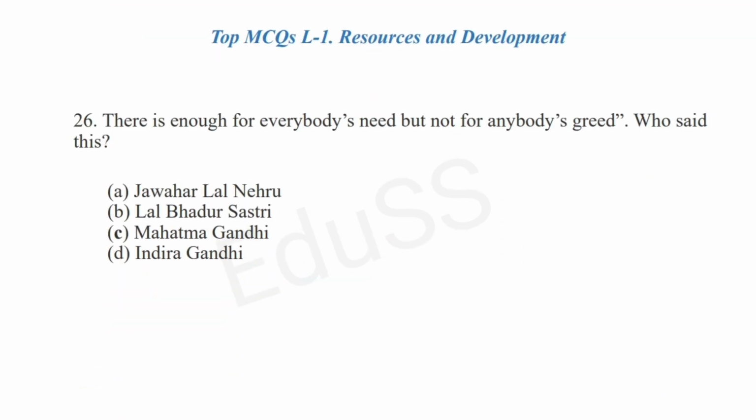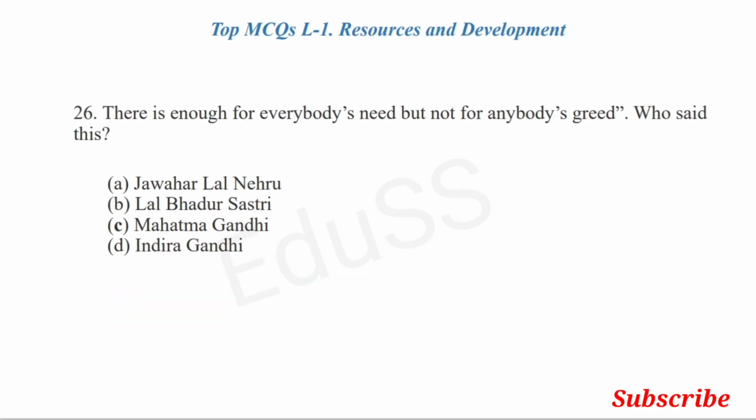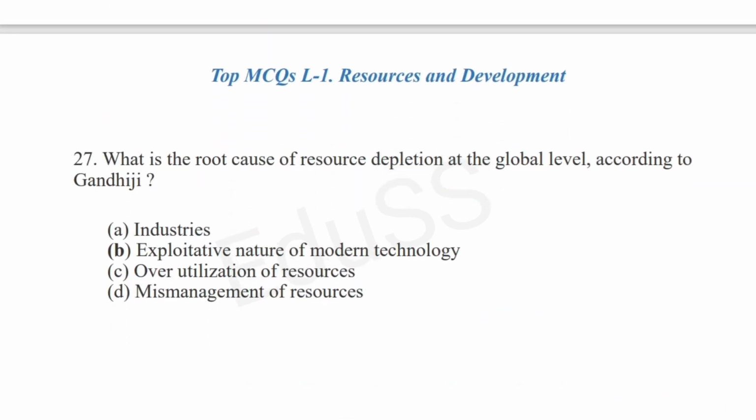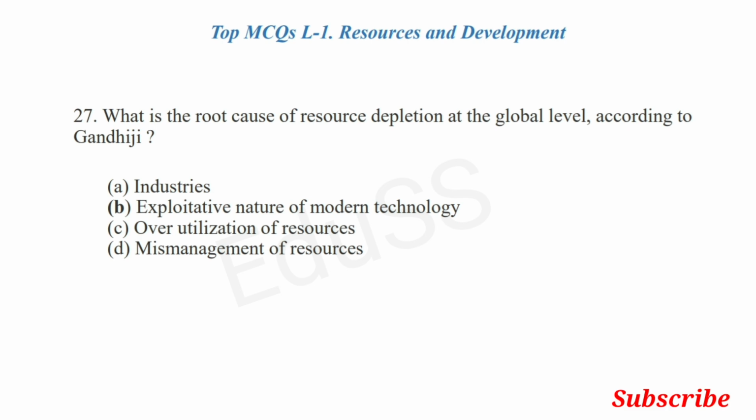Next. There is enough for everybody's need, but not for anybody's greed. Who said this statement? This was said by Mahatma Gandhi. Next. Which is the root cause of resource depletion at the global level according to Gandhiji? According to Gandhiji, resources are depleting at the global level because of the exploitative nature of modern technology.